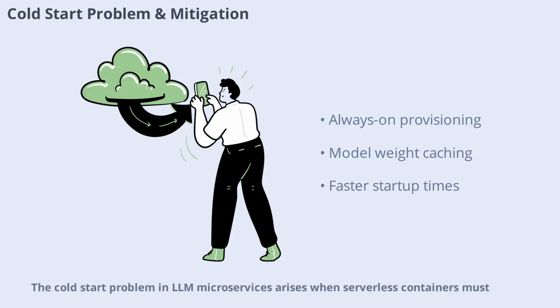Cold start problem in LLM microservices arises when serverless containers must pull and load large model files into GPU memory before serving requests. This can lead to significant delays for the first user. Mitigation strategies include using always-on provisioning, caching model weights on shared file systems, or optimizing base engines. For example, keeping a single warm container alive can reduce startup latency from 45 seconds to near-instant responses.